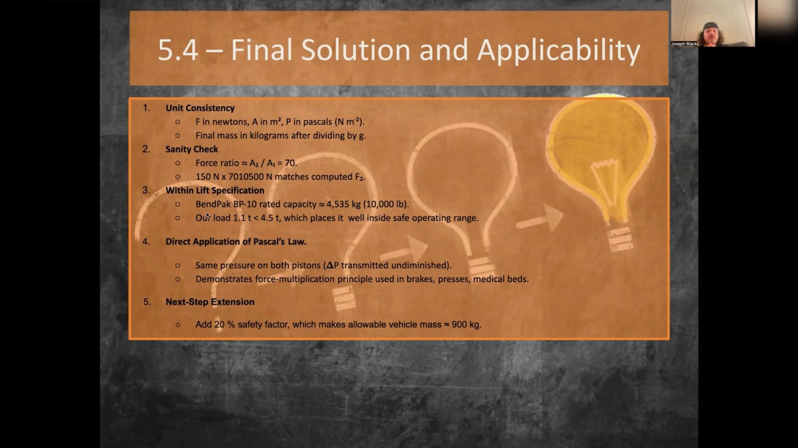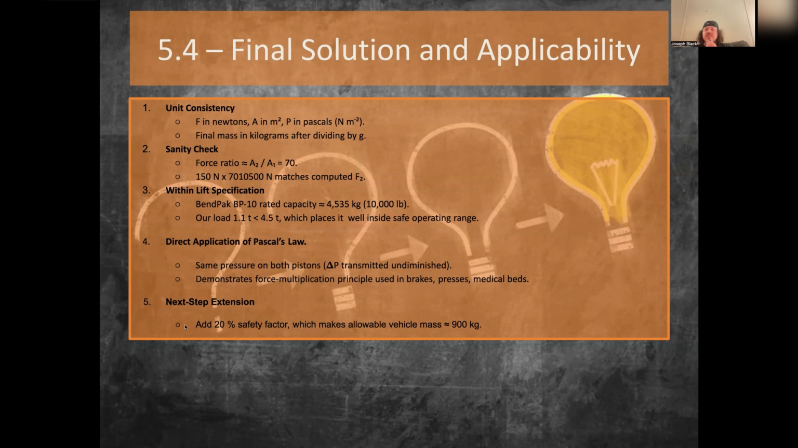Within the lift specification, the Bendpak BP10 rated capacity, which is the lift sheet that we used, is approximately 4,535 kilograms or 10,000 pounds. Our load is 1.1 tons, which is less than 4.5 tons, which places it well within the safe operating range. And then it's a direct application of Pascal's law: the same pressure on both sides, delta P is transmitted undiminished. This demonstrates the force multiplication principle used in brakes, presses, and medical beds.